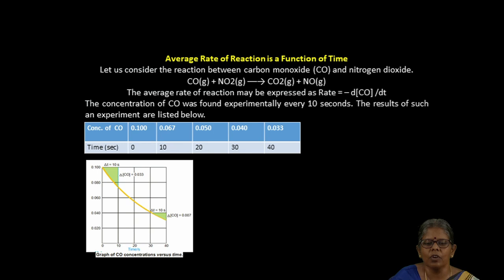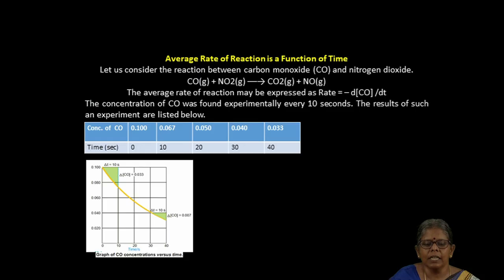Here the concentration of carbon monoxide versus time is given. At time t equal to 0 seconds, the concentration is 0.1 molar. As the time increases from 0 to 10, the concentration of CO decreases from 0.1 to 0.067, a decrease of about 0.033 moles. For the time gap of 10 to 20, the concentration decreases further to 0.050, where the decrease is only about 0.013. For the next 10 minutes, the reaction rate gets slower and slower.